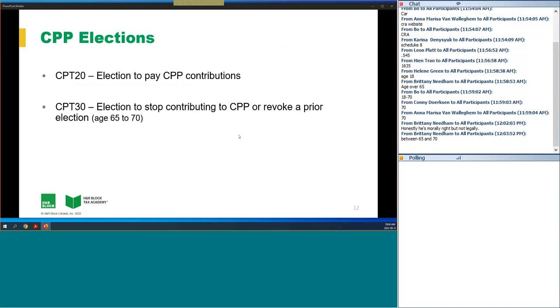And then if you change your mind and you're now 68 and you're like, you know what, it wouldn't hurt if I put a bit more money into CPP because I'm going to need it in a couple of years, so I'm going to start paying again. You can file a CPT 20 to start paying.